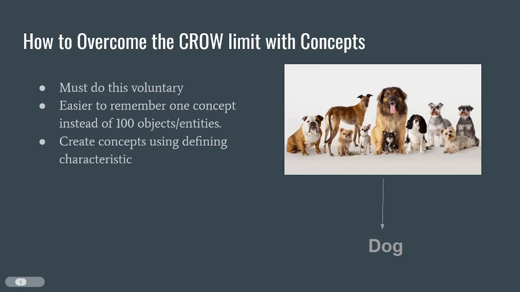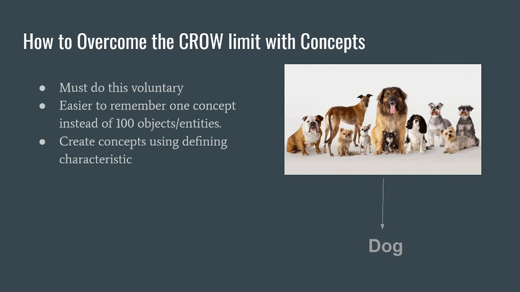Now that George Miller identified a Crow limit and everyone has their own personal Crow limit, how do we overcome it? Well, we overcome it with concepts. To create concepts, you must do this voluntarily. No one's going to do it for you. And the reason why we want to create concepts is because it's easier to remember one concept instead of 100 objects.